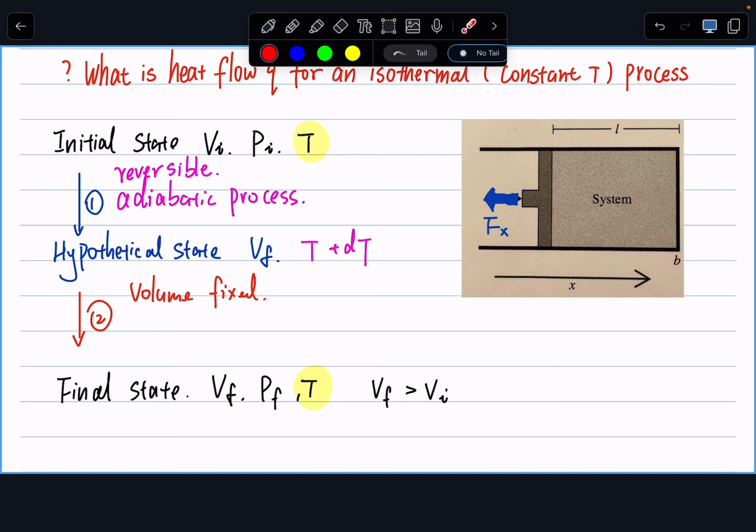Secondly, we have the movement from our hypothetical state to our final state, in which we kept our volume fixed. Now your pressure and temperature can change in that process. In our second step, we're keeping volume fixed, and since we're only looking at PV work, and the volume is fixed, our work must equal 0. So my W2 equals 0.